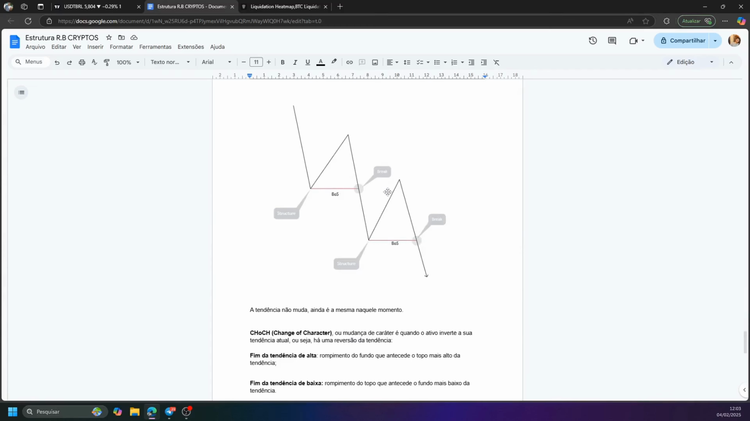And the CHoCH, right? Here the bearish BoS is the same thing. We have lower highs and lower lows. However, from the moment the price breaks the last low, we have the formation of the BoS, right? The market retraces a bit, then it breaks the low again. So we have a new BoS because the market is continuing the flow.